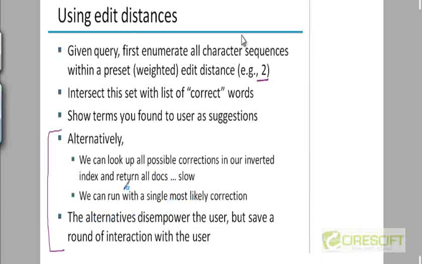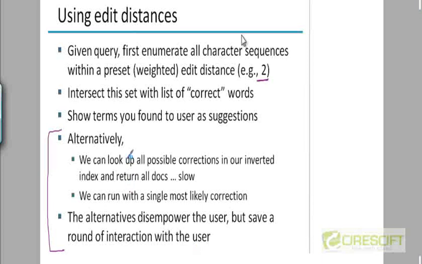Now, the advantage of this is that you're returning the results directly to the user. The user doesn't have to do anything here. But the problem is that the user is disempowered here because the user has no say on what exactly he or she wanted. Maybe the documents you came up with did not correspond to the actual spelling.